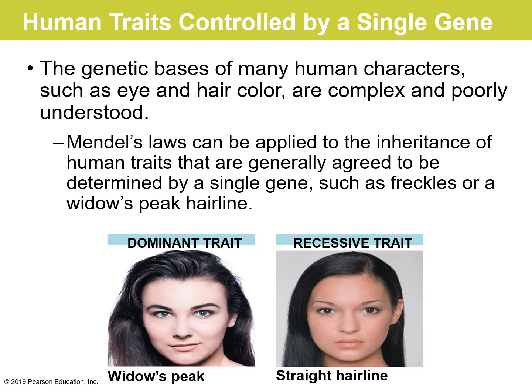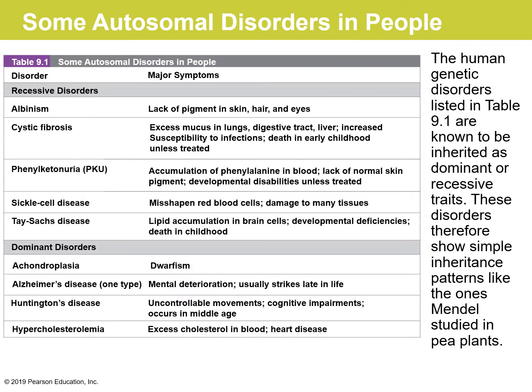That means these are monogenic characters, or this is known as monogenic inheritance. Examples of single gene characters are the presence or absence of freckles or the widow's peak hairline. The presence of a widow's peak is dominant to a straight hairline. The table on this slide shows a list of human genetic autosomal disorders that are inherited as dominant or recessive traits. These disorders have the same inheritance pattern as was exhibited by the pea plants that Mendel studied.